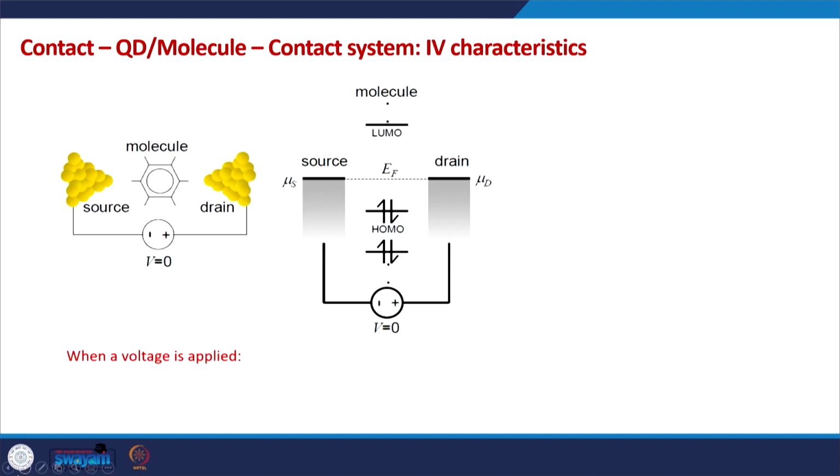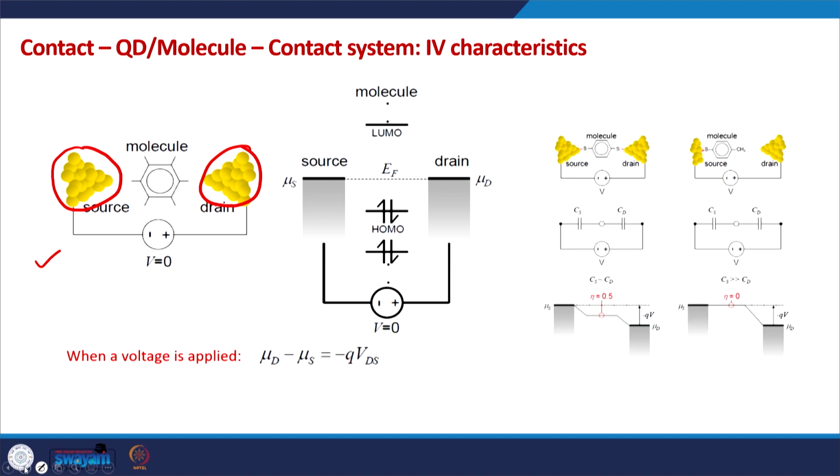Then if we put a quantum dot and we put two bulk contacts on this quantum dot, this is the kind of device that we obtain, and these are the connections of the bulk contacts to the molecule or the quantum dot. When there is no bias, the Fermi level across this entire device is uniform. The Fermi level of the source, the drain, and the molecule are at the same level.